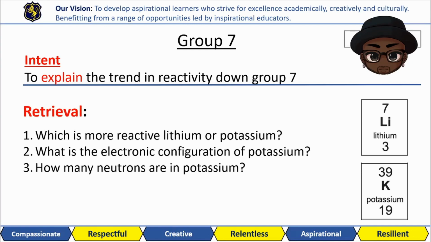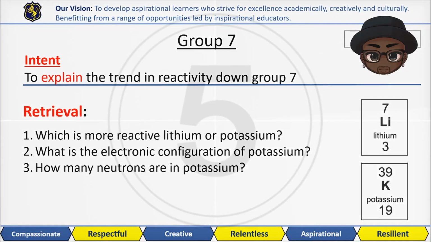Here are the retrieval questions for this lesson. I have the periodic entries for lithium and potassium on the side. You know what to do.